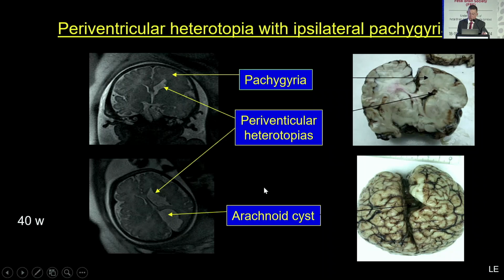The corpus callosum was normal, and the family, in Israel you can perform late abortion, opted for termination, and again you see here the remains of where the cyst was, but you look at the brain, you see how different are the hemispheres, and you see here the presence of what was called at this time pachygyria.